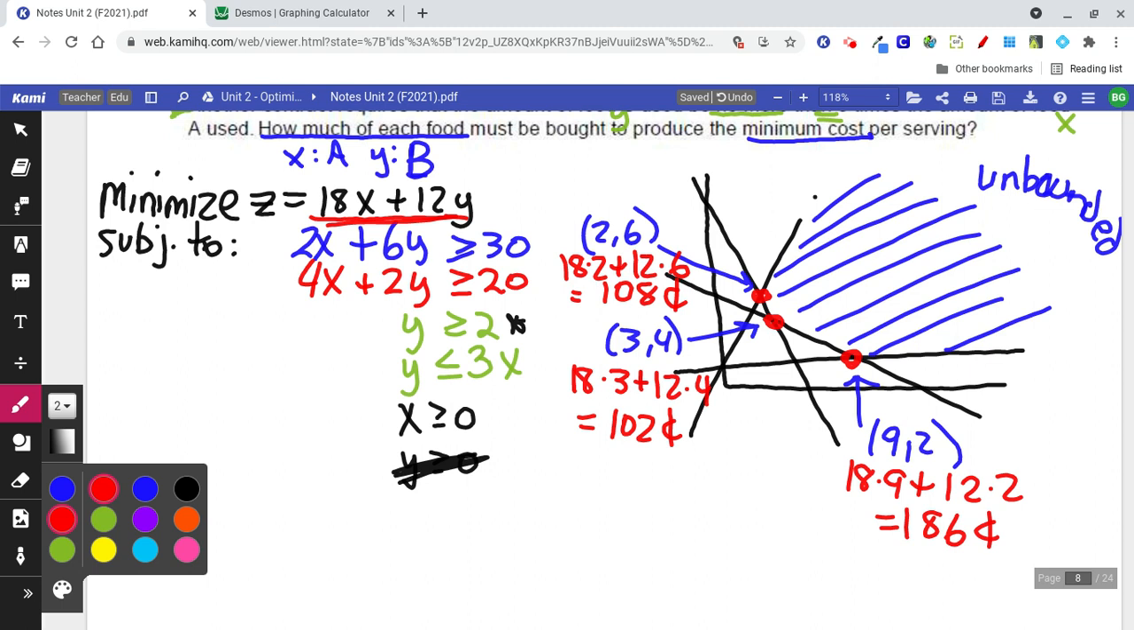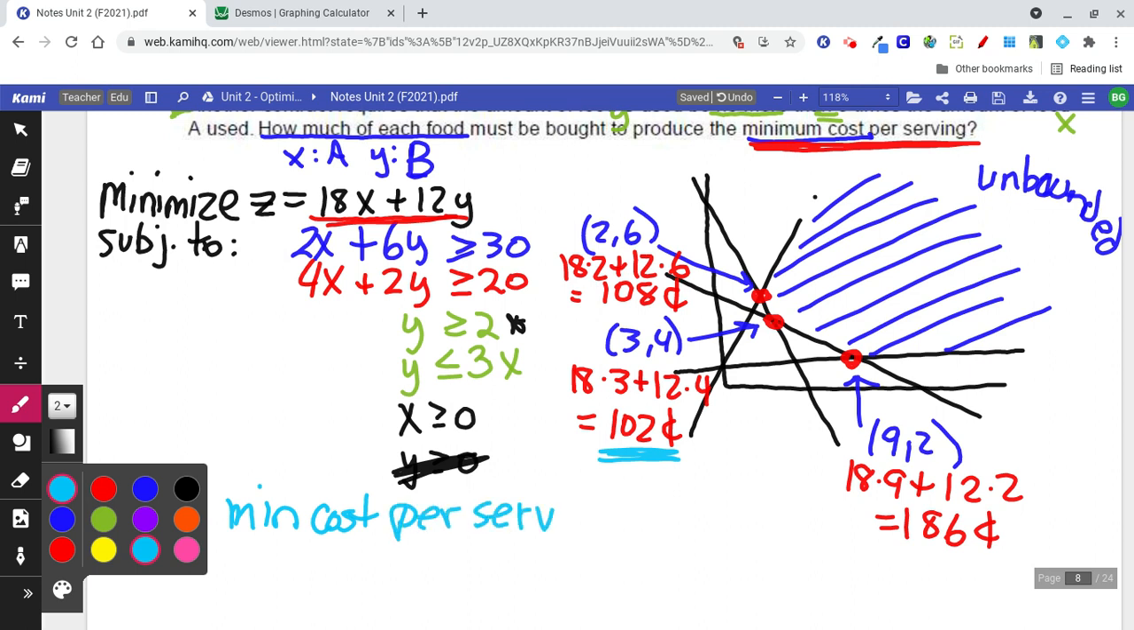Talk about minimum cost per serving. Don't forget that word minimum. I don't want the maximum. I want the minimum. And the minimum this time is 102 cents. So it's 102 cents or $1.02 per serving. Okay. So the minimum cost per serving. You can either say 102 cents, or if it makes more sense to you, you can call it $1.02.